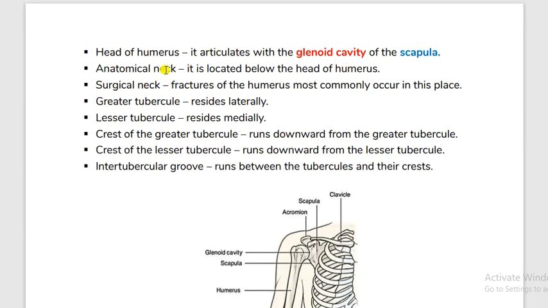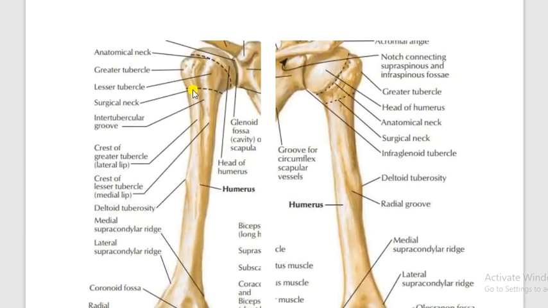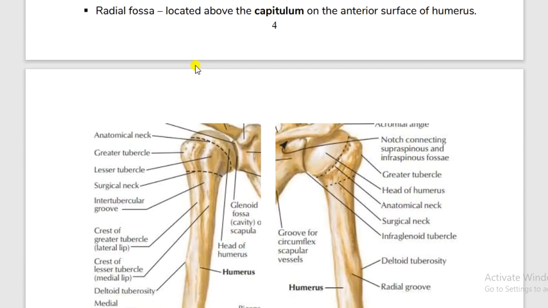There is the surgical neck. Fractures of the humerus most commonly occur in this place. So here is the surgical neck. It is here. The surgical neck is located below the tubercles.